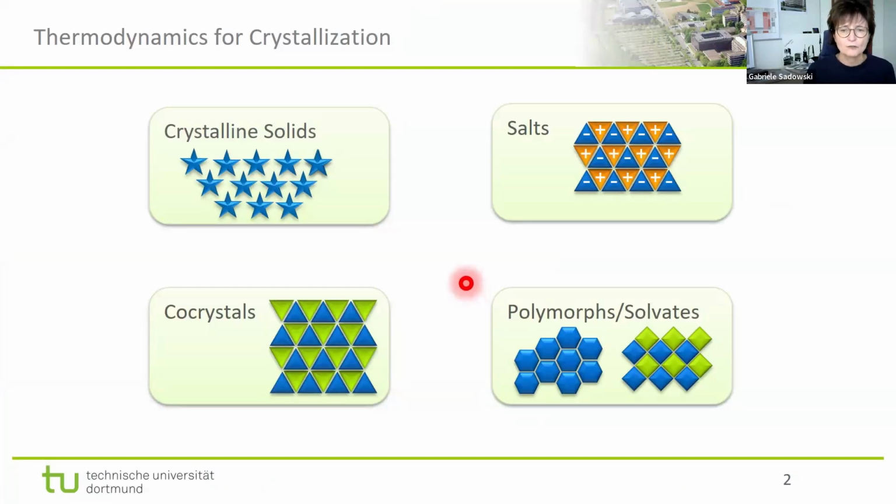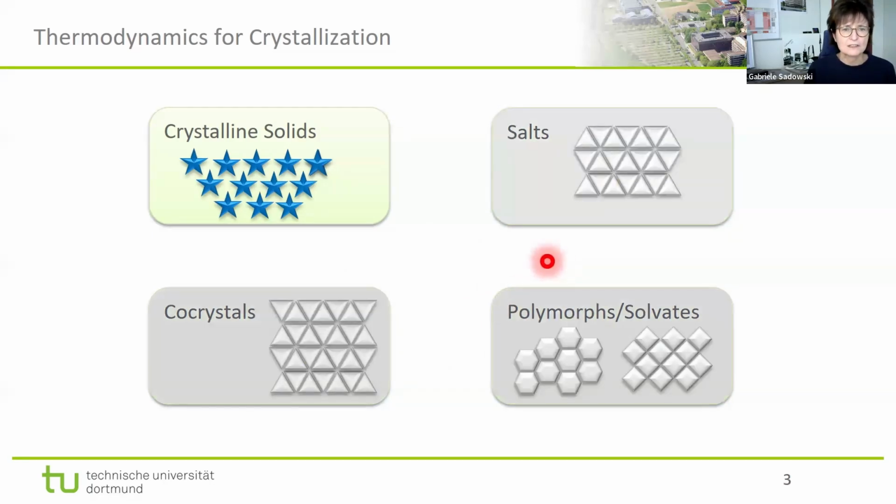I will concentrate on 4 different subjects, so to say. First on crystalline solids, neutral ones, then on salts, because salts are very important because the solubility of pharmaceuticals usually is quite low in water, and that's why salts are preferred, and I will tell a bit about this. I will tell about co-crystals and then about different polymorphs and solvates, including hydrates, and also about a combination of co-crystals and hydrates. So these are the 4 subjects I want to cover, and I will start with the easiest one, and this is crystalline solids.